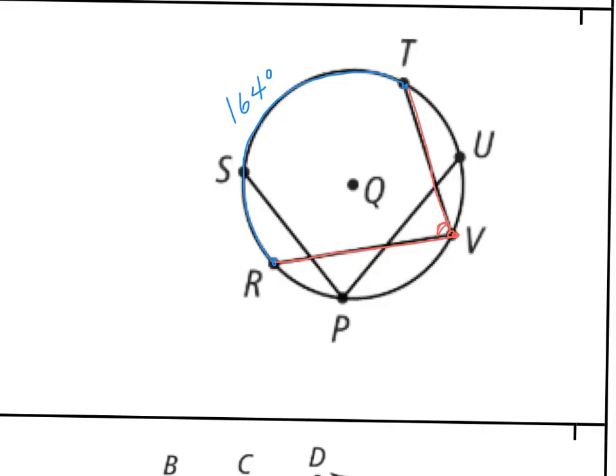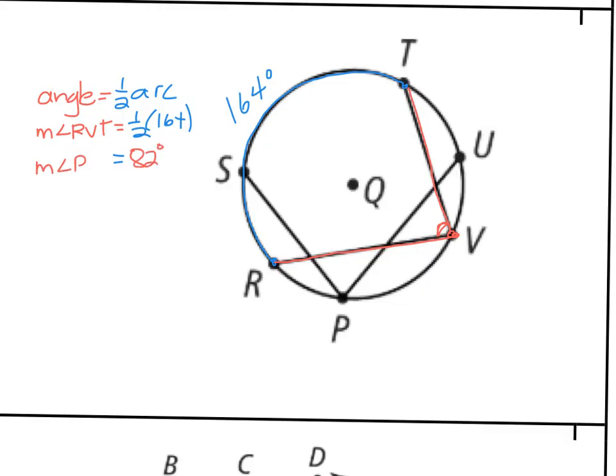We know this formula, we've been doing this a bunch already. The angle is just half the intercepted arc. So we're looking for angle RVT, measure of angle RVT. That angle is simply half the intercepted arc, or half of 164. What's 164 divided by 2? That would be 82. Let's give that a degree answer, and that's for the measure of angle RVT.